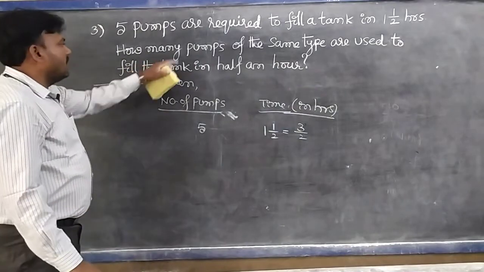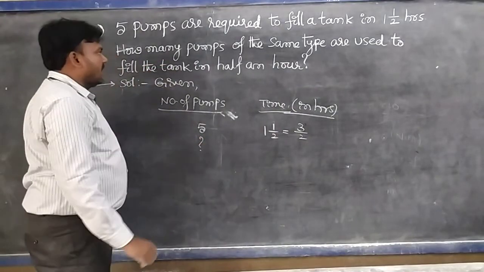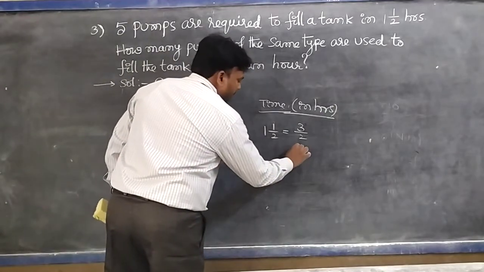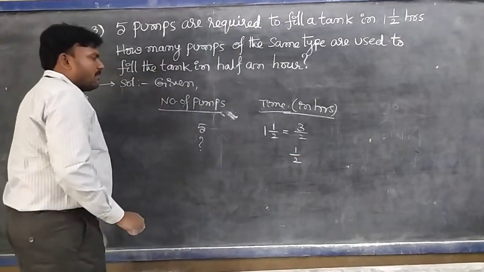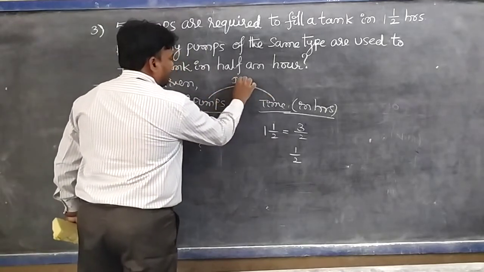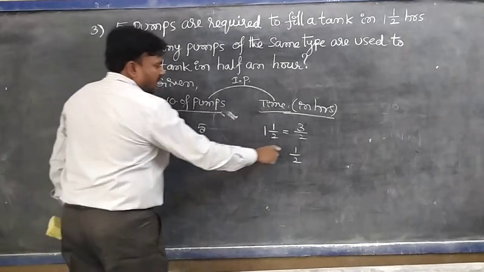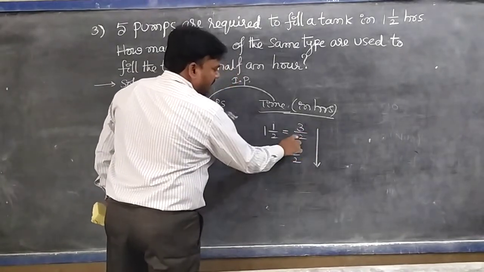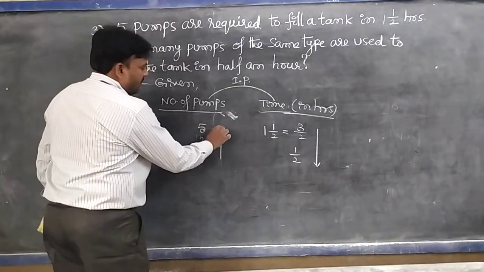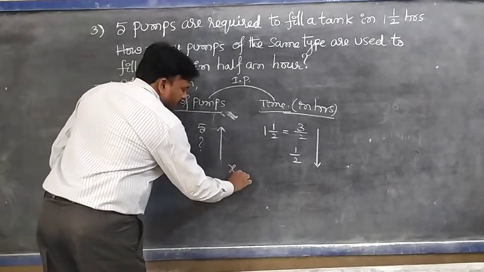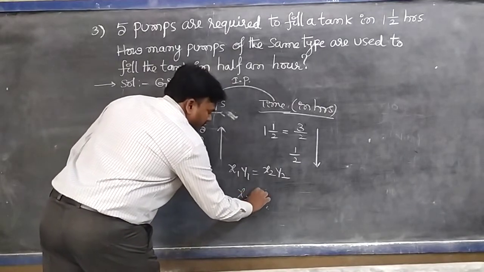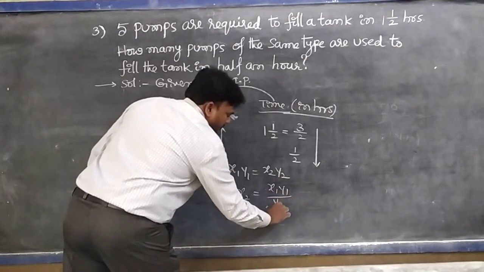Next, how many pumps? Question mark taken. And again, the same type of pumps are used to fill the tank in half an hour. Half an hour means 1 by 2. Pumps increase, time decreases, so both are in inverse proportion. Time decreases from 3 by 2 hour to 1 by 2 hour, so automatically pumps increase. Then use the formula x1 y1 equal to x2 y2. So x2 equals x1 y1 by y2, students.